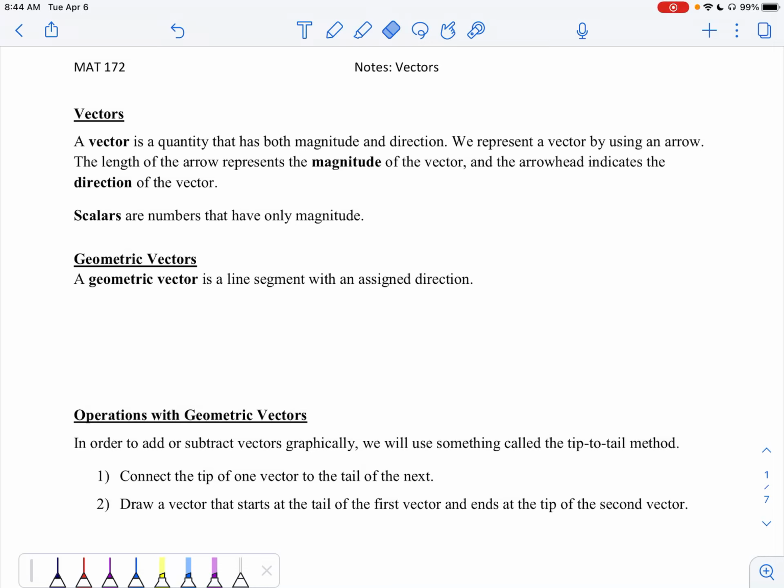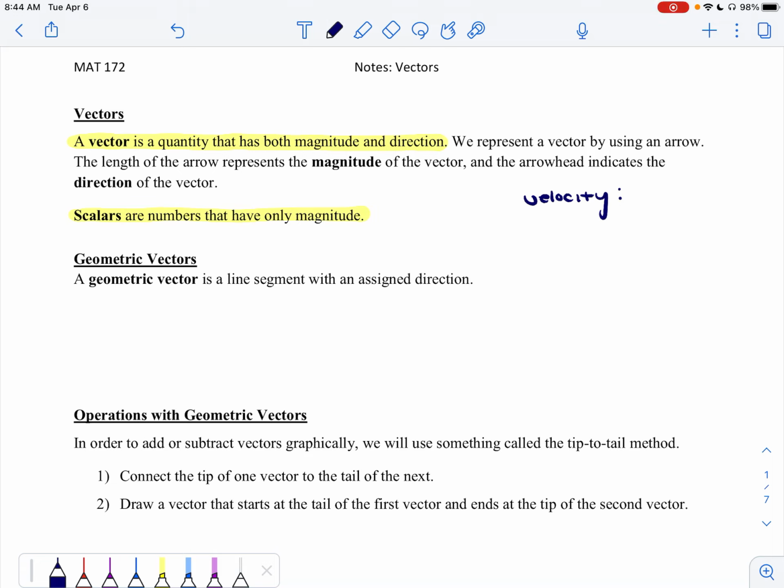Good morning, guys. So today we're going to start looking at something called a vector. To give you the definition to start with, a vector is a quantity that has both magnitude and direction, compared to what's called a scalar, which is a number that has only magnitude. An example of a vector would be something like velocity.